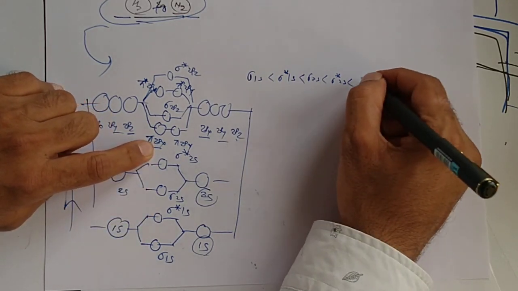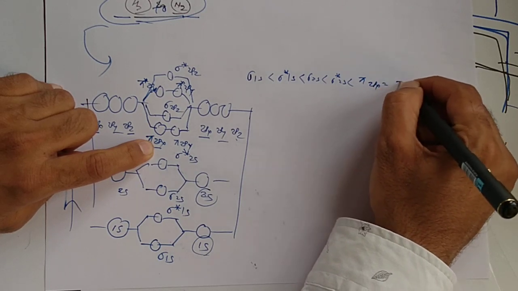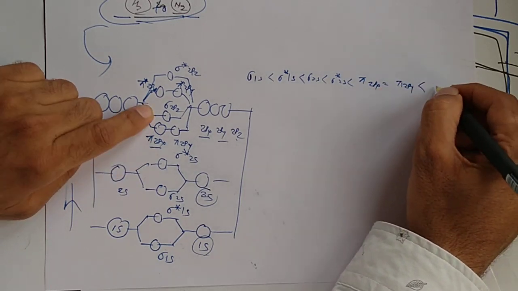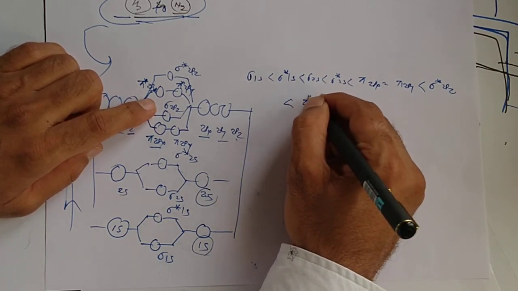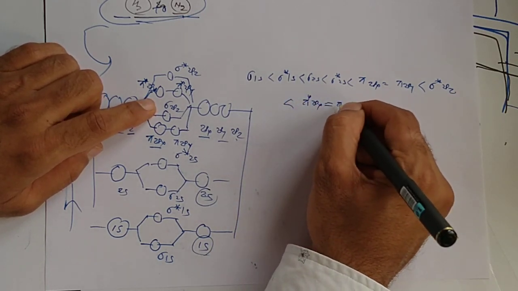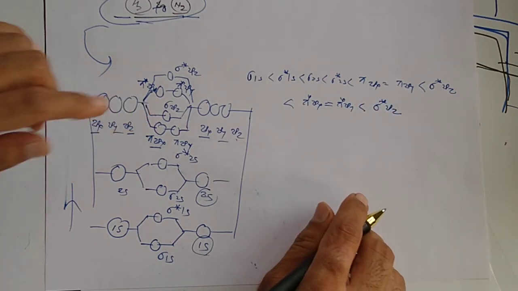Energy increases. Here both are in the same position, so pi 2px equals pi 2py. Then after that, sigma 2pz. Then after that, pi star 2px, pi star 2py. Then after that, sigma star 2pz.